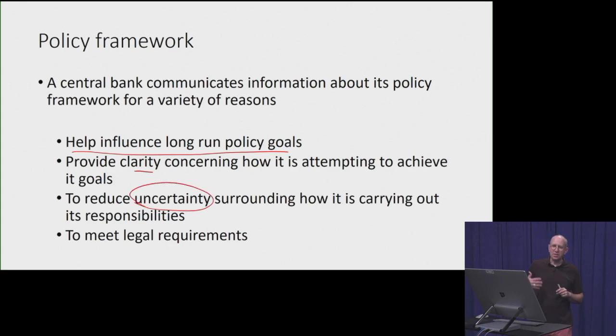Because to the extent that a central bank can minimize or at least reduce uncertainty about what it's doing and why it's doing it, that'll help reduce volatility in inflation, GDP growth, and also reduce volatility in financial markets. And then finally, they have a variety of legal requirements in terms of reports and testimony and so forth that they might have to communicate to lawmakers.